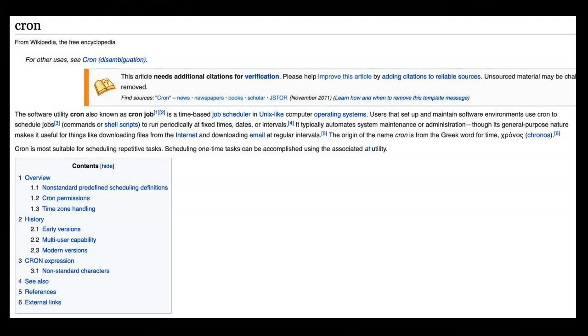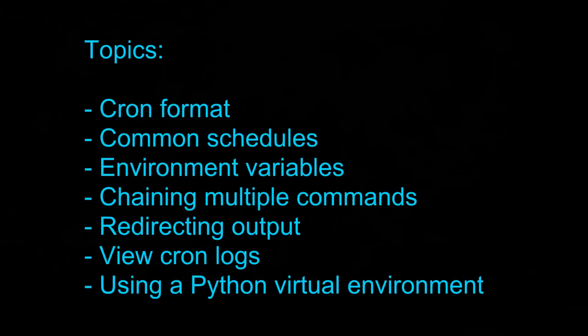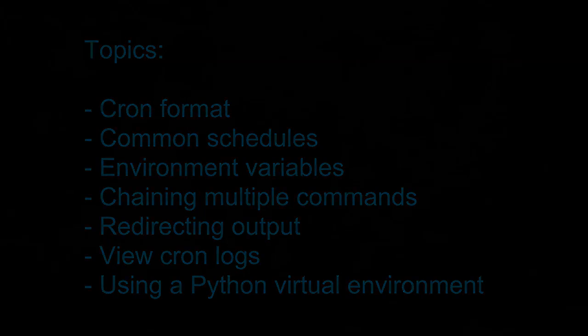Linux. Cron jobs are useful for scheduling commands to run periodically, for example, every 15 minutes, once per month, or once per day. I will show you several common tasks that I use with cron, including common scheduling examples, chaining together multiple programs, redirecting output, how to check the logs, and how to run a Python script from a virtual environment. Cron is good for programs that run and then complete, like generating a report.